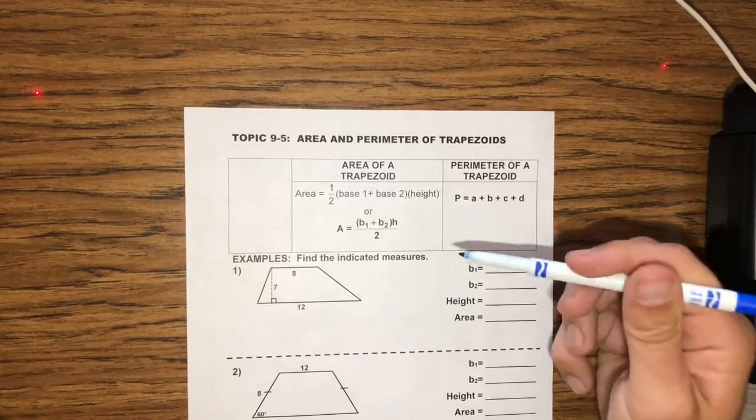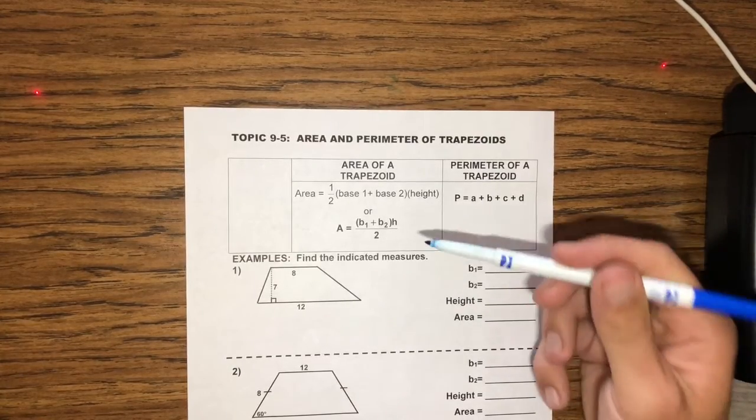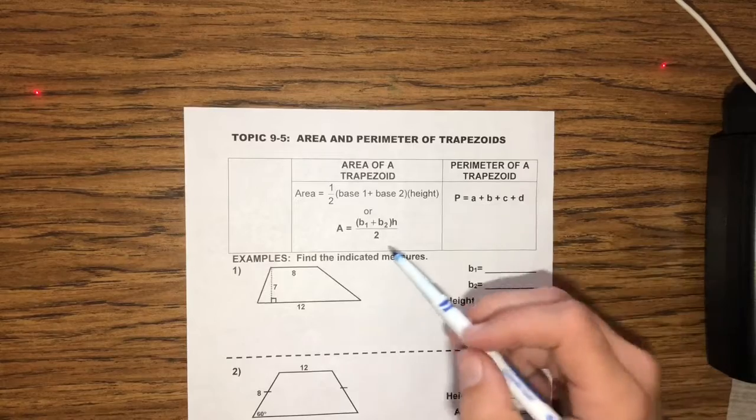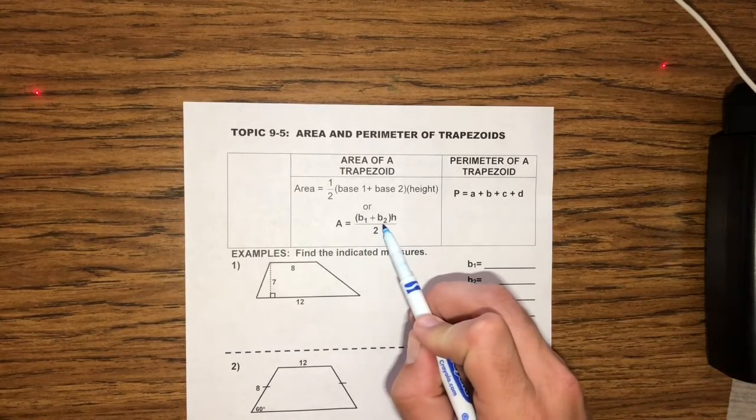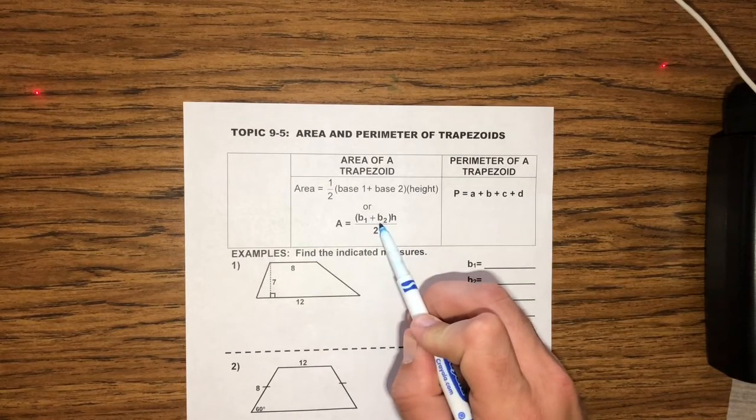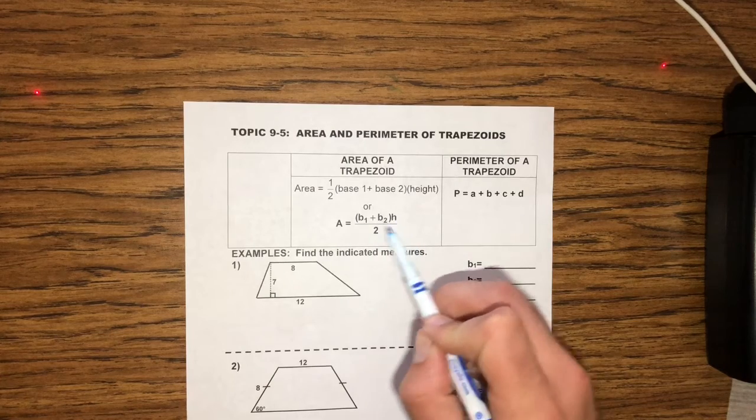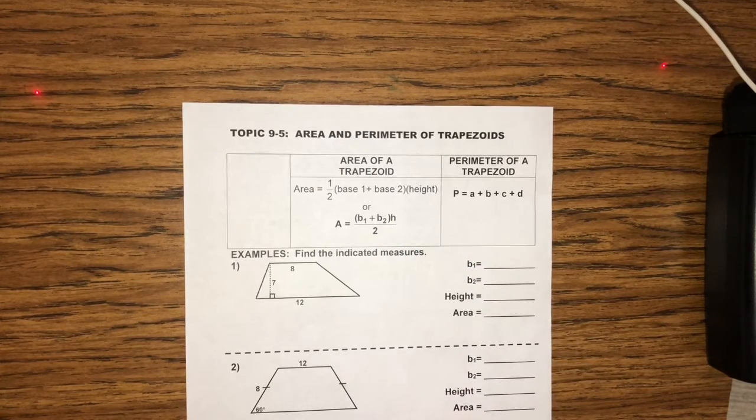All right, the last quadrilateral that we're going to be looking at for area here is trapezoids. In order to find the area of a trapezoid, you have to have base 1 plus base 2. We have to add those two things together, multiply times the height, and then we divide everything by 2. We're going to put that into practice right here.